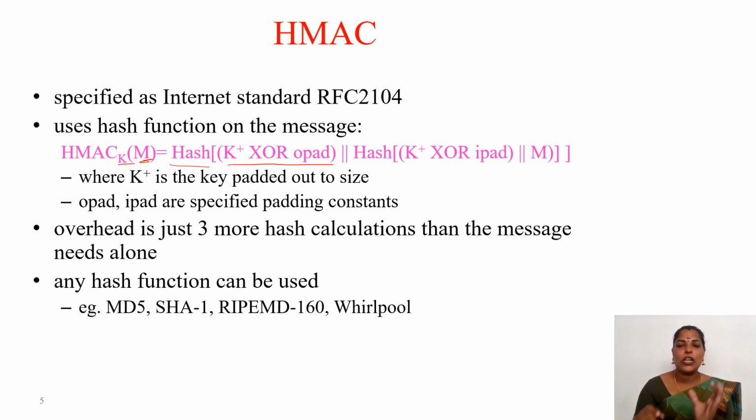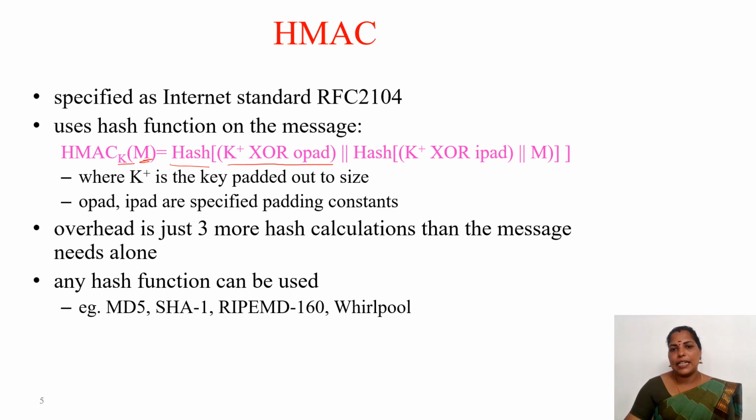Padding is used to make it suitable for B bits, because we are dividing the message into different blocks. The key must be of equal size with the message block. So we pad some bits to the key, and that is called K plus, which is XORed with OPAD. OPAD is a specified padding constant, some hexadecimal number. In the next slide we can see that. So K plus XOR OPAD.